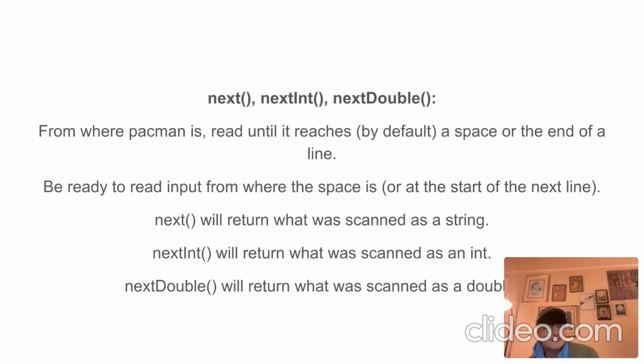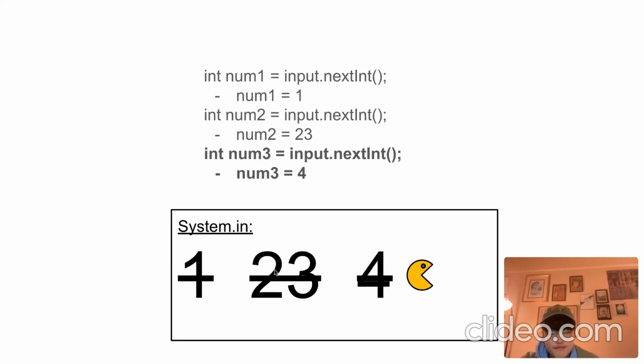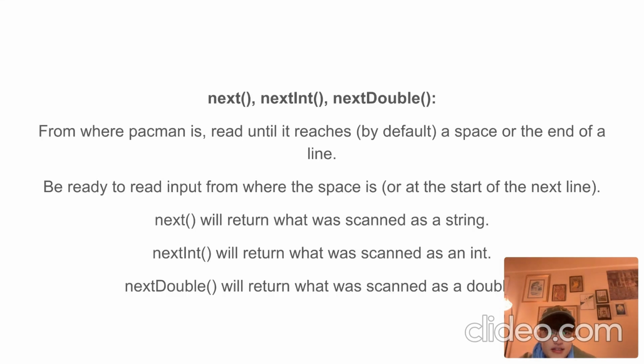So here's the synopsis of these 3 methods. The reason why these are together is all 3 of these methods use this schema of instead of reading the whole line and then starting at the next line, it reads up to the first white space. So that way you can interact with stuff on the same line. They're slightly different though. Next will return what it read as a string. nextInt will return what was scanned as an integer, and then next double will return what was scanned as a double.